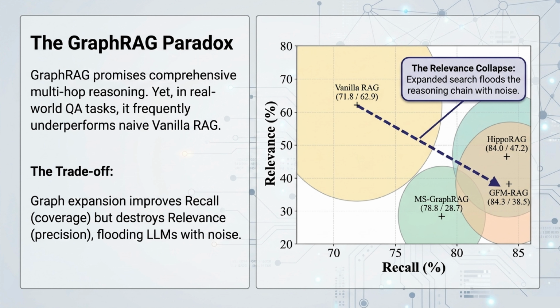Let's start with the core problem, the GraphRAG Paradox. GraphRAG promises comprehensive multi-hop reasoning, yet in real-world question and answering tasks, it frequently underperforms compared to a naive vanilla RAG. Why does this happen? It comes down to a fundamental trade-off. While expanding the graph improves your recall and coverage, it destroys relevance and precision. This floods the large language models with noise, leading to what we call the relevance collapse.